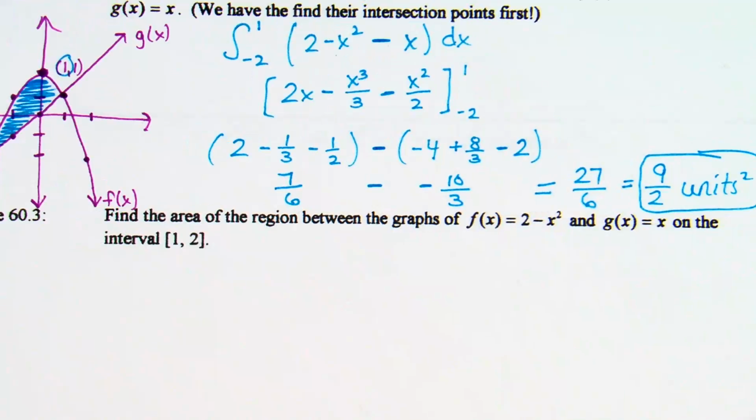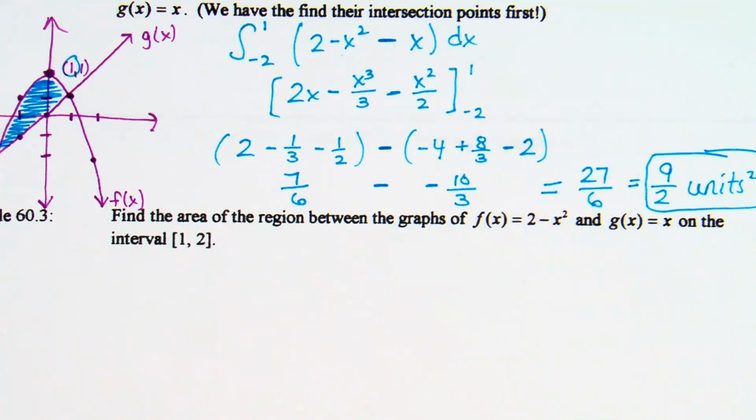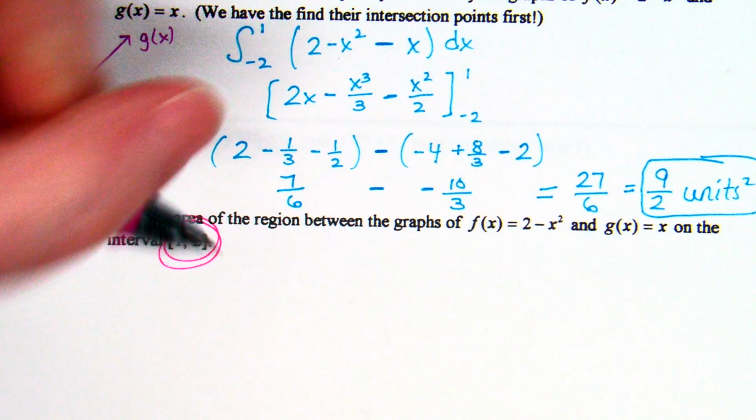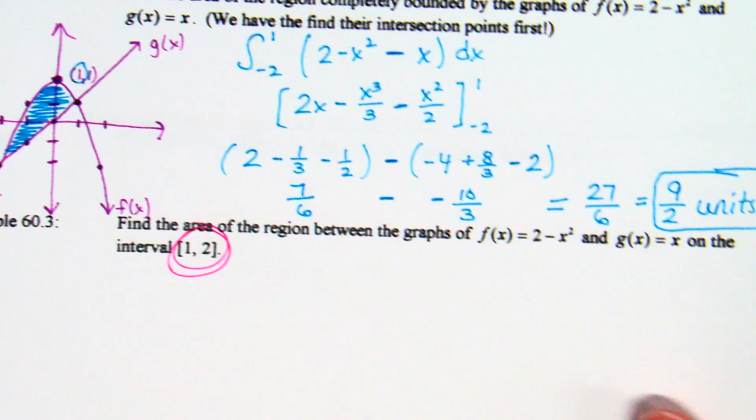Example 3. Find the area of the region between the graphs of f of x equals 2 minus x squared, g of x equals x on the interval 1 to 2. What do you know about this problem? It's the same thing, only it gives us... Okay. Same equations. Just this time, instead of it specifically saying completely bounded, it says interval 1 to 2. We don't have to regraph this if you don't want to. Just the portion on the right side.